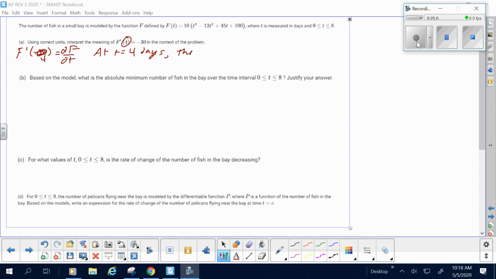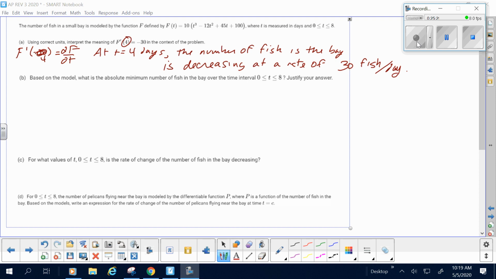The number of fish, make sure your handwriting is legible, in the bay is, don't say changing, you need to do more and say you understand the sign, is decreasing at a rate of, that rate of usually comes in a derivative interpretation, 30 fish per day. You wouldn't say negative. The negative is in the word decreasing, so just 30 fish per day. All right? Try B, and then we'll go over it in a minute.